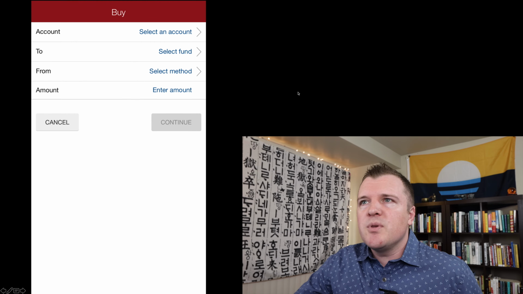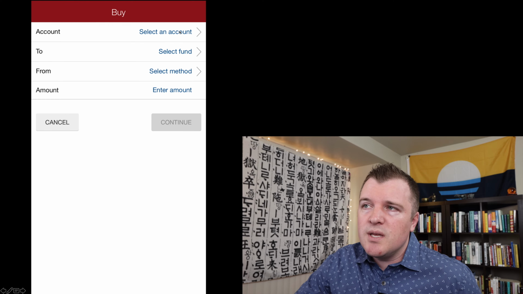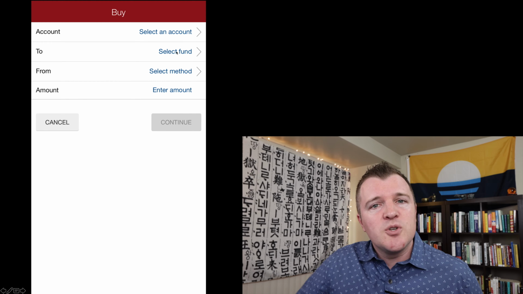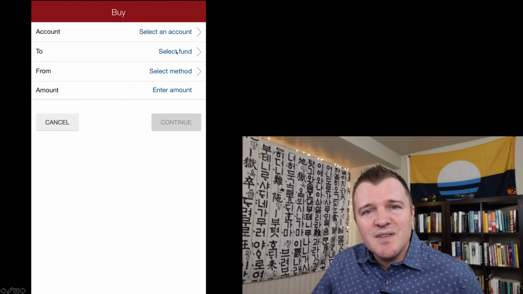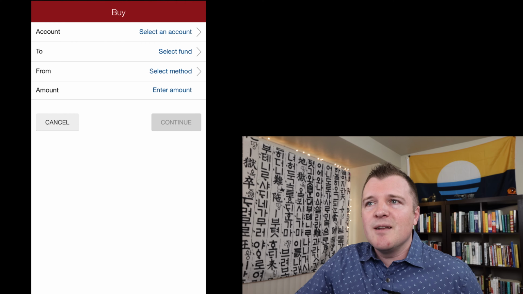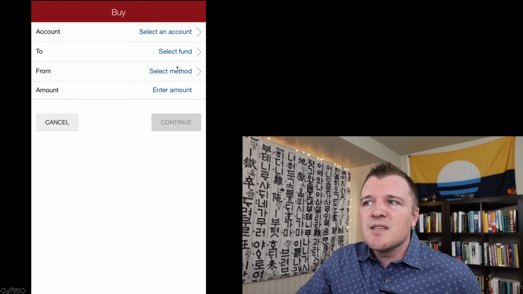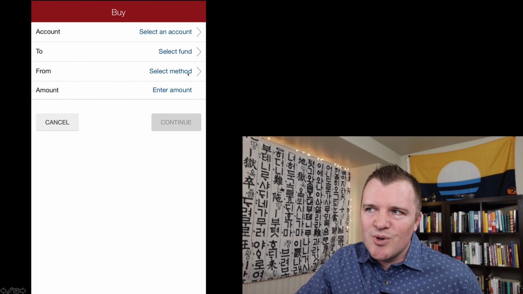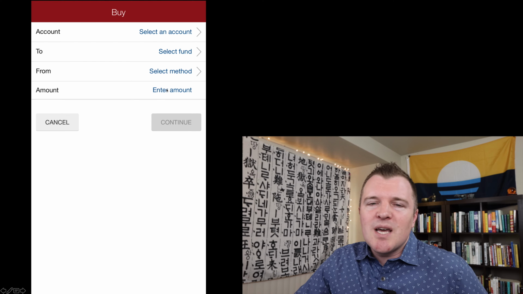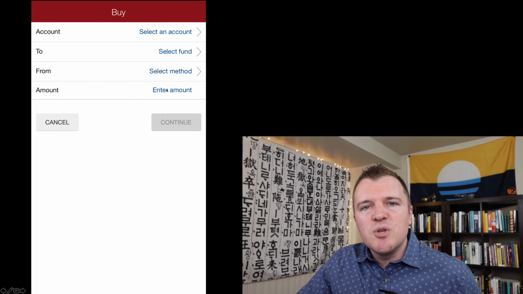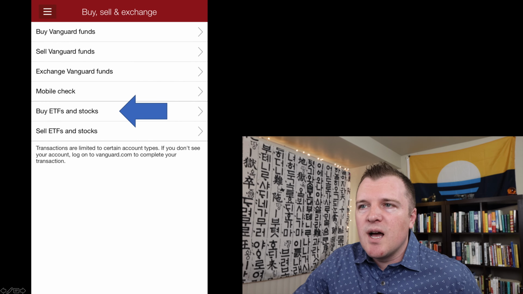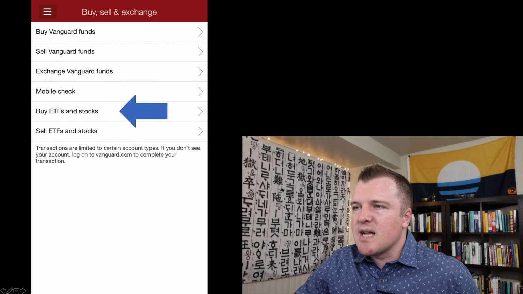But on the mobile app, you would just select the account where the transaction is happening. Two, this is the name of the fund. So if you're trying to buy VTSAX, type that in. Where is it coming from? Well, it's coming from the settled money in your money market account. And then the amount: how much of one of Vanguard's mutual funds are you looking to purchase? But let's go back because we want to click on Buy ETFs and Stocks.